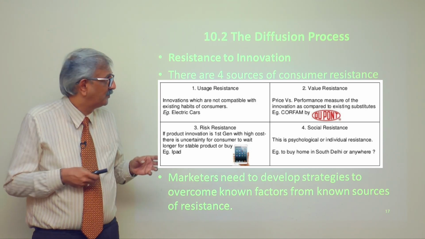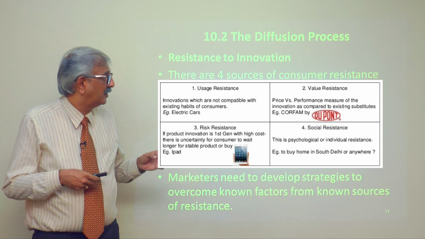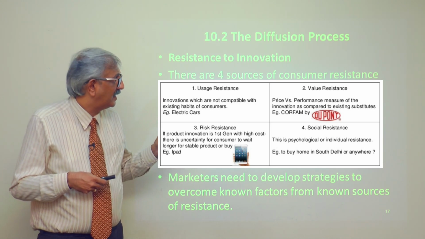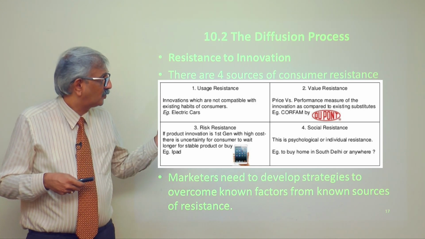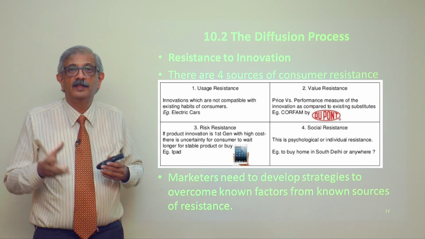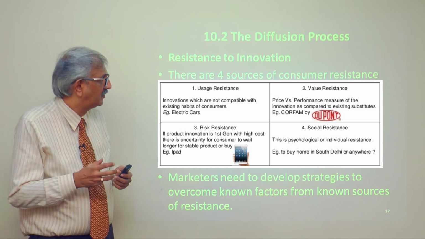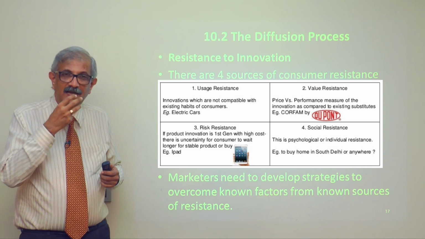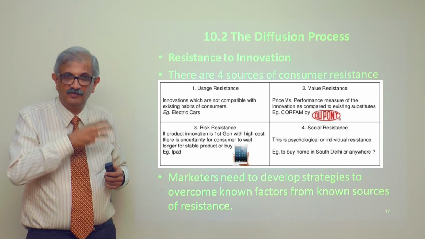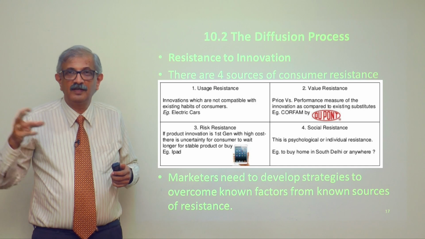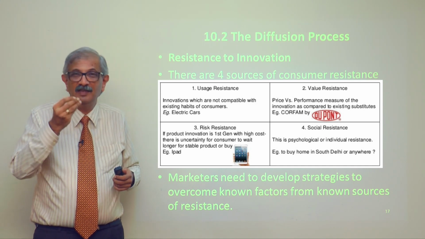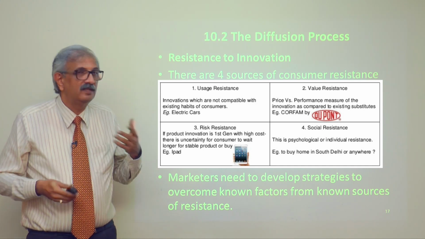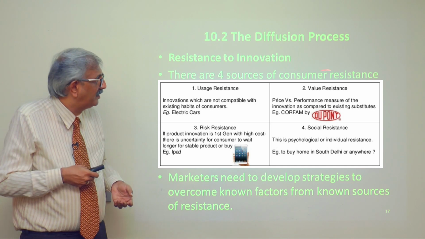Value resistance: price versus performance as compared to existing substitutes. Corfam by DuPont introduced this new product. However, when compared with the earlier product in compatibility, versatility and usability, this new product, with its price, was probably doing the same thing, maybe marginally more. So there is no value found, and therefore people resist.